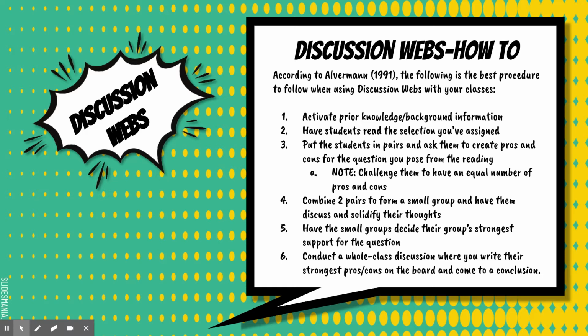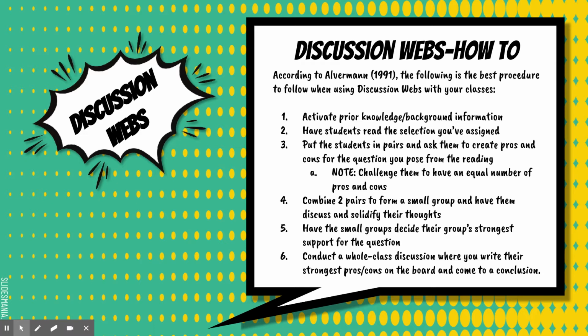Then have maybe a couple of the pairs get together to form a small group of 4 usually, and then have them discuss and solidify their thoughts. So maybe one pair saw something another one didn't. They combine them all together and say, this is the best argument for pro and con that we have. Then have those small groups decide on what those are. So you don't want to have 15 pros and 15 cons. Make them narrow it down. If you have to cap it at a number, then cap it, say 5 each or something. But the idea is, can they figure out what the best of each actually is?